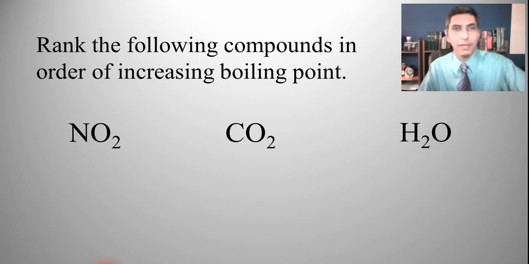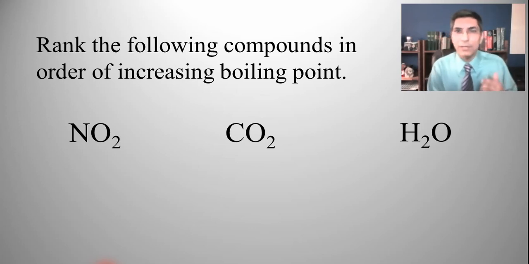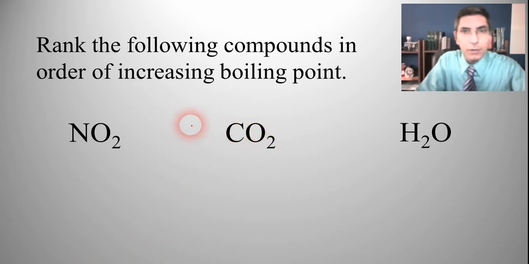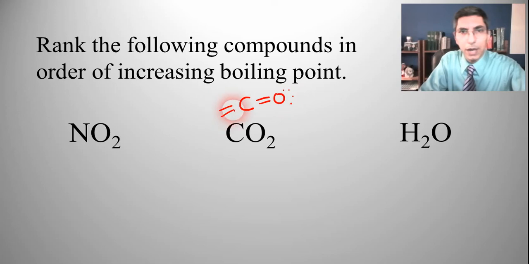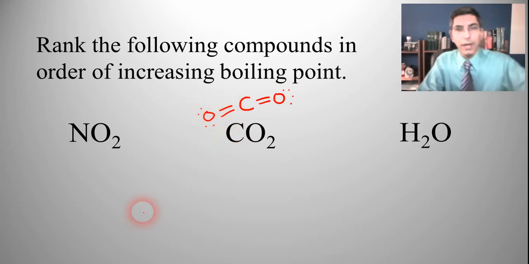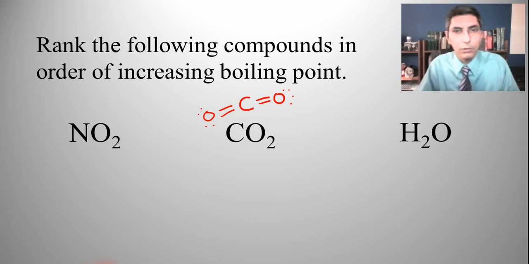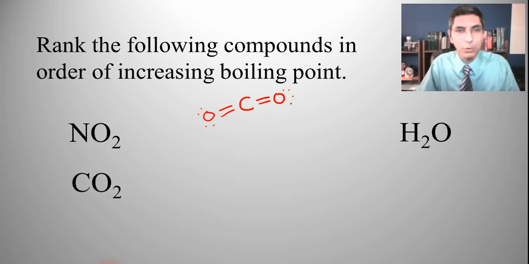So let's take a look at another example here. Let's try to rank these compounds in order of increasing boiling point. So once again, we're going to take a look at the lowest boiling point first. That would have to be something that's only got London dispersion forces and nothing else. That means it's a perfectly nonpolar molecule. And I would say that carbon dioxide, we've drawn that structure many times before, and carbon dioxide has a structure that looks like this. It is a nonpolar molecule, and so as a result, nonpolar molecules are going to have only LDF, London dispersion forces, and so they're going to have the lowest boiling points usually.